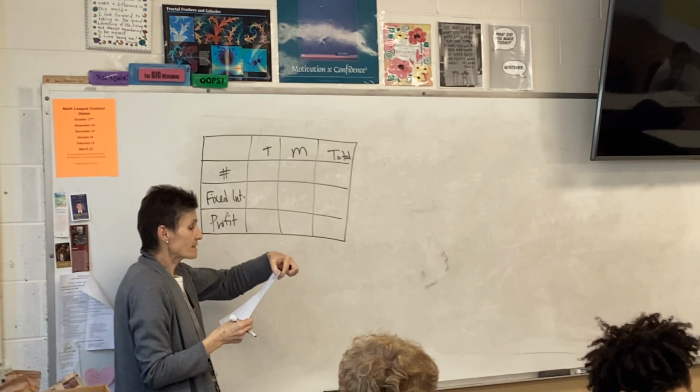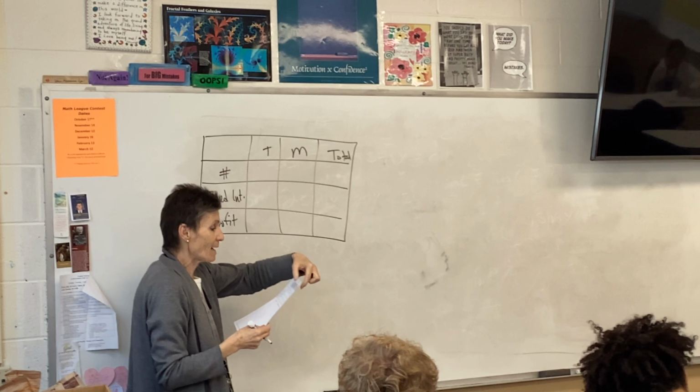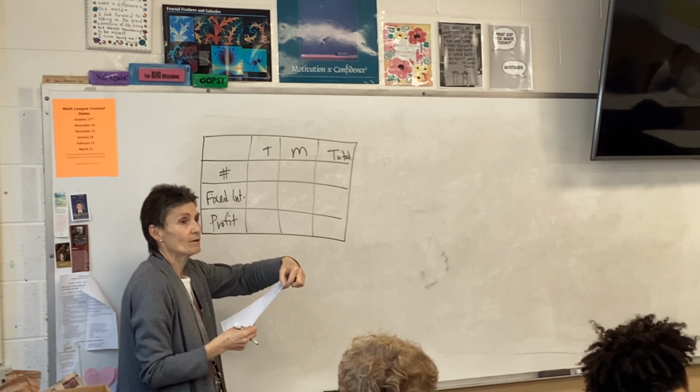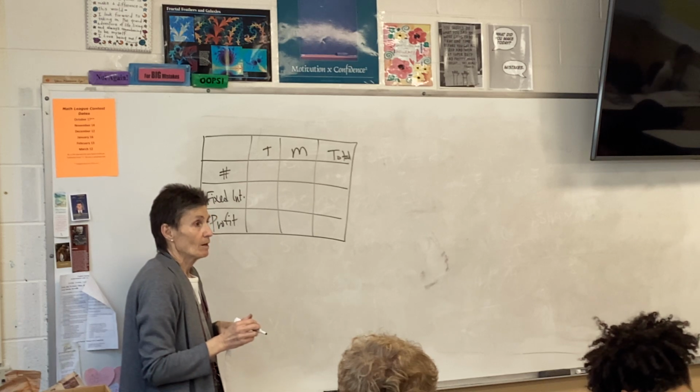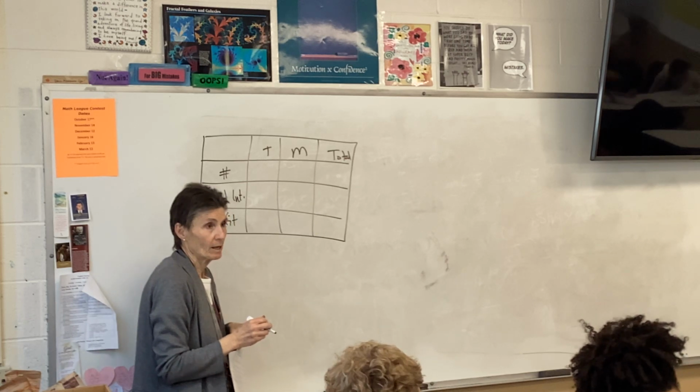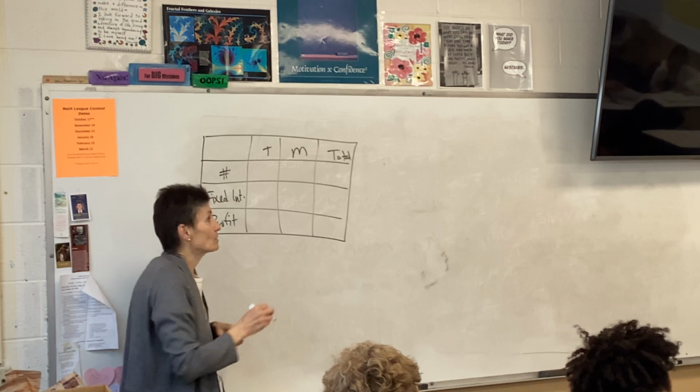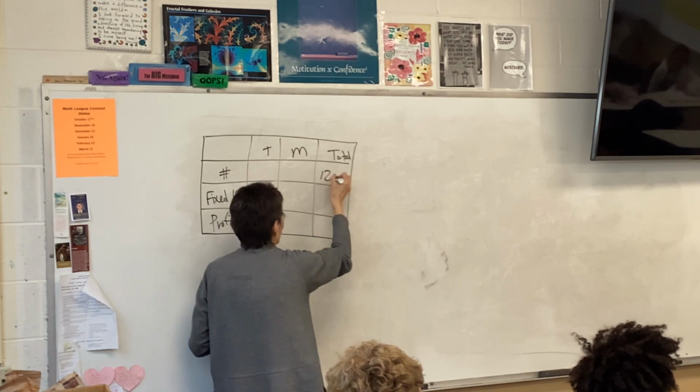The plant has a maximum production capacity of 1,200 cars per week. All right, where does the 1,200 go? Total number, 1,200.